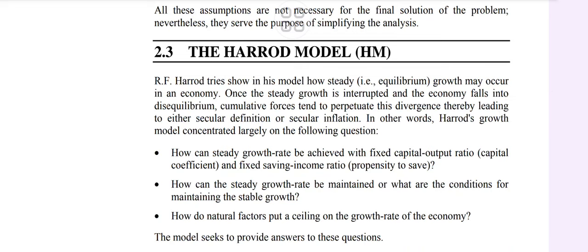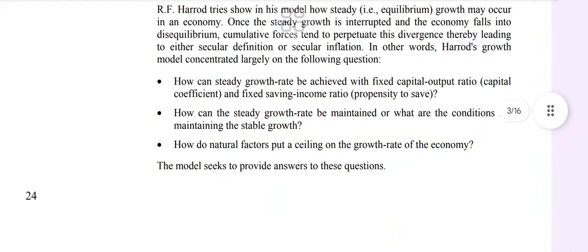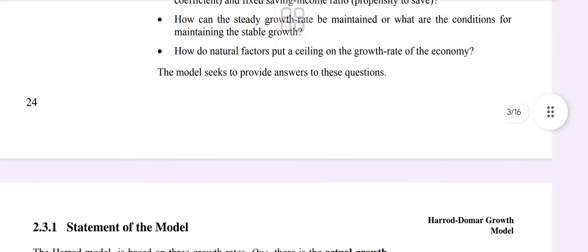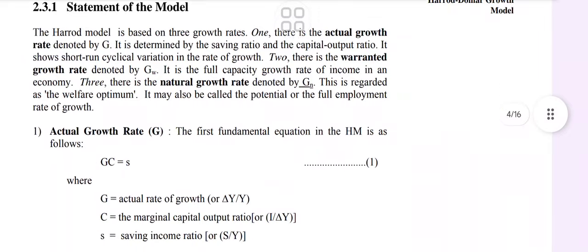R.F. Harrod tries to show in his model how steady state equilibrium growth may occur in an economy. Once the steady growth is interrupted and the economy falls into disequilibrium, cumulative forces tend to perpetuate this divergence, thereby leading to either secular deflation or secular inflation. So how can a steady growth rate be achieved with a fixed capital output ratio and fixed saving income ratio? How can the steady growth rate be maintained? And how do natural factors put a ceiling? We have to do that.